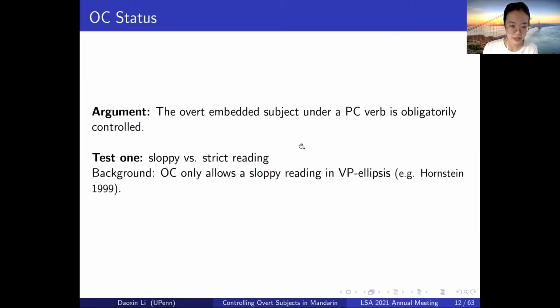So now we will argue that the construction is obligatory control. And we will use three tests for obligatory control. The first one is sloppy versus strict reading.